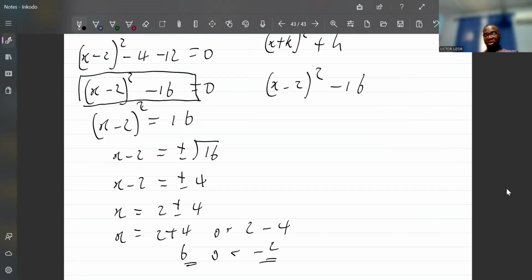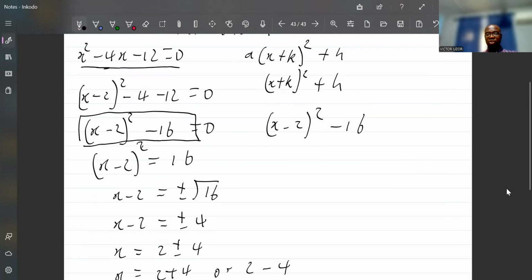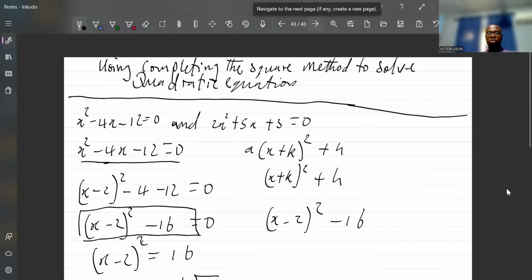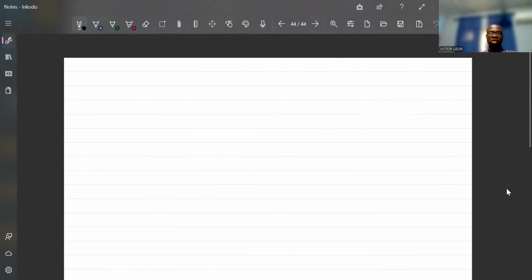Yes, those are the two answers that I get when I solve the quadratic equation. You see how easy that is, as fast as possible. So the second part of the question, I'm quickly going to solve it this way, which is 2x squared plus 5x plus 3. I'm still going to put it in vertex form.